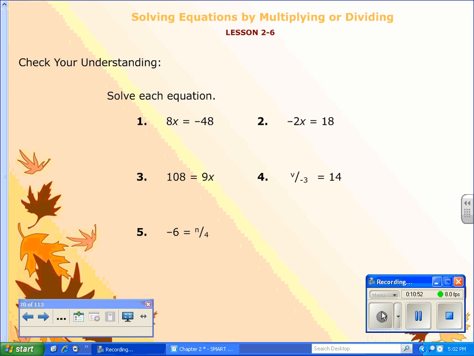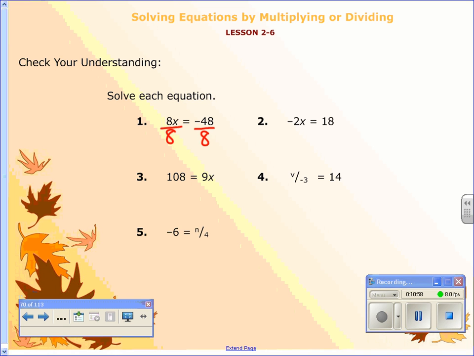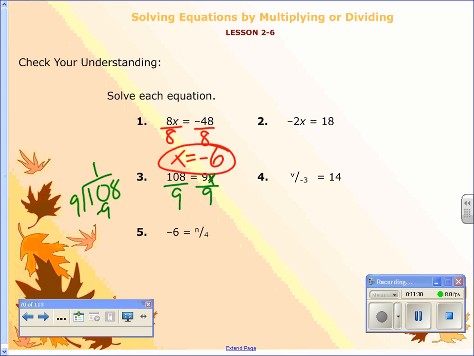All right. Well, I see 8 times x is negative 48. The opposite of times by 8 is dividing by it. So I'm left with x is negative 6. 8 times 6 is 48. One's positive, one's negative, so you get a negative 6. Then number 3, I have 108 is the same as 9 times x. Well, again, my variable here is x. All right, and right now we have 9 times x. Well, to get rid of that 9 times, I need to divide by 9. And when you do that, 108 divided by 9, well, 9 goes into 10 one time. I'm left with 18. Oh, x must be 12.